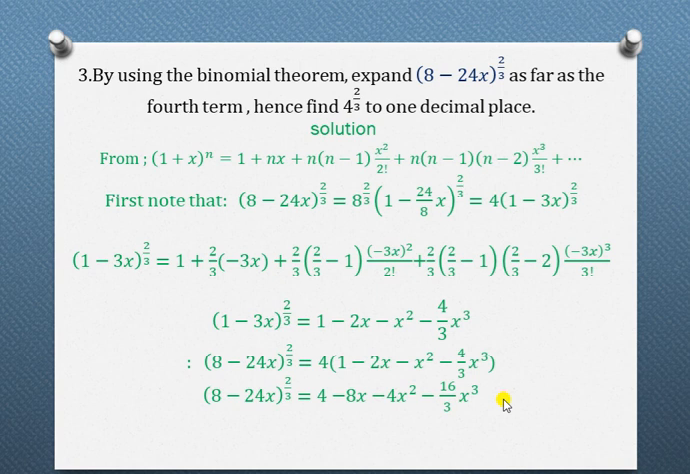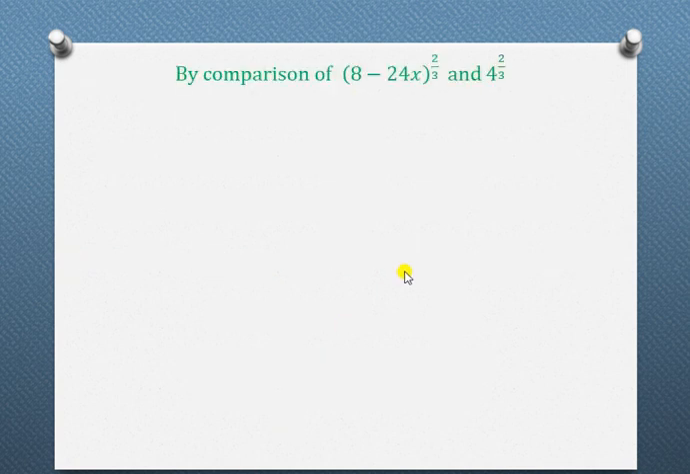There is a hence part. So they also want us to find 4 power 2 out of 3. What do we do? So at this point, we are basically going to use the comparison approach. So we compare 8 minus 24x power 2 out of 3 with 4 power 2 out of 3. Should you compare, it means whatever we have in the bracket here is equal to 4.